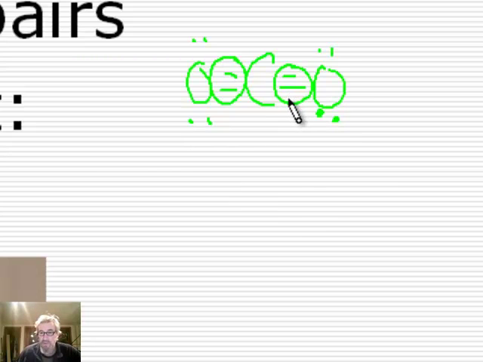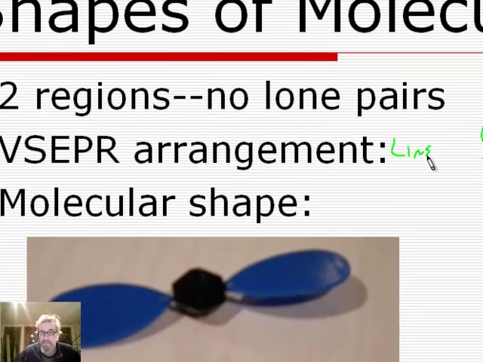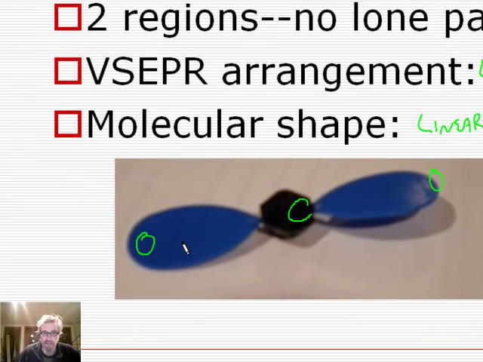We saw when there are 2 regions of electron density around the central atom, this is going to be a linear VSEPR shape. And because there are atoms out here at the end, the molecular shape is also going to be what we call linear. So there'd be carbon here, oxygen out here, oxygen out here. Straight line molecule. There's another look at it. Carbon, oxygen, oxygen. All the atoms are in a straight line.